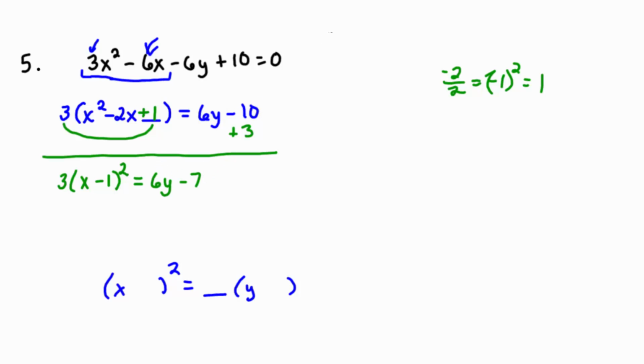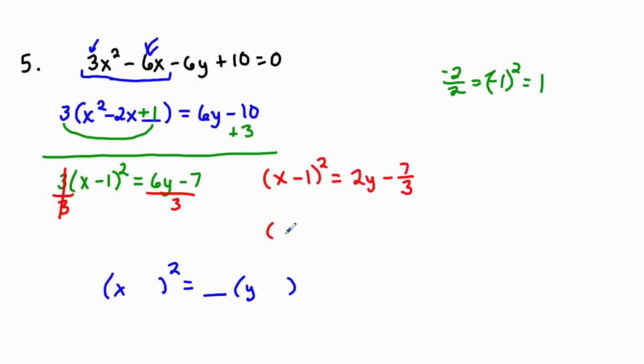Now, in the next few steps, you don't have to do it in the exact same order as what I do. At some point, we need to divide by 3, and we also need to factor the right side because we want to end up with just one y and then some number with a number on the outside. So it doesn't matter if you factor first or divide by 3 first. Let's divide by 3 on both sides so that we get x minus 1 squared equals 2y minus 7/3.